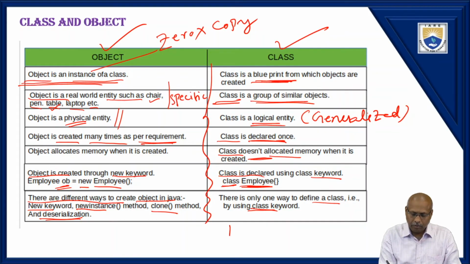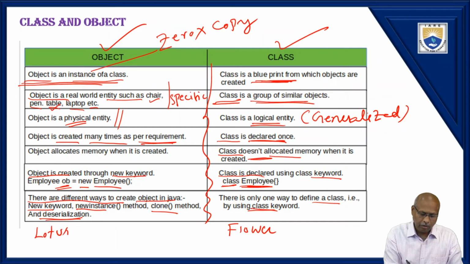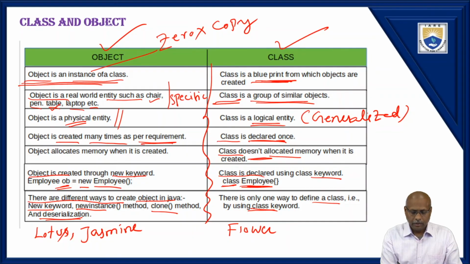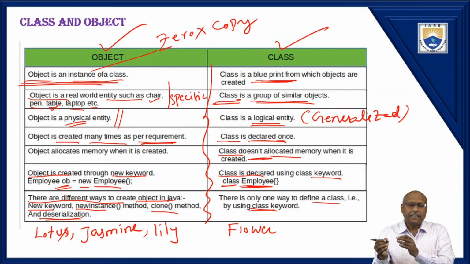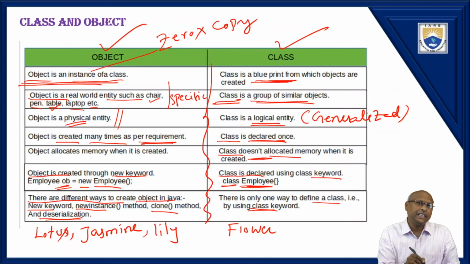Or I will give an example. I said flower is a class, whereas lotus is an object. Jasmine is also an object of what type? Flower type. Similarly, lily. So a class is always a logical or imaginary entity, whereas an object you can physically observe, touch, hold, or use. So this is the difference between class and object.